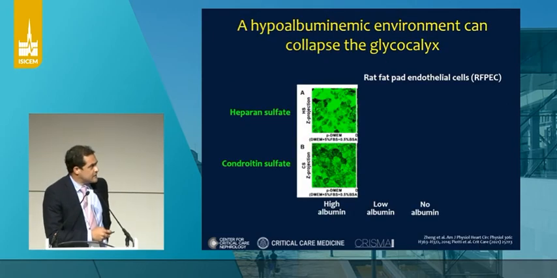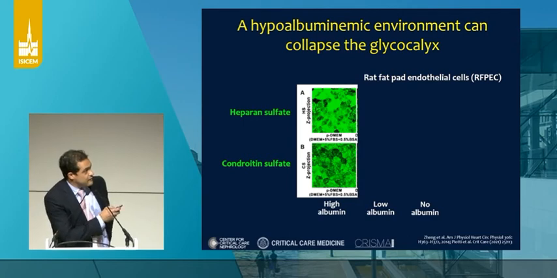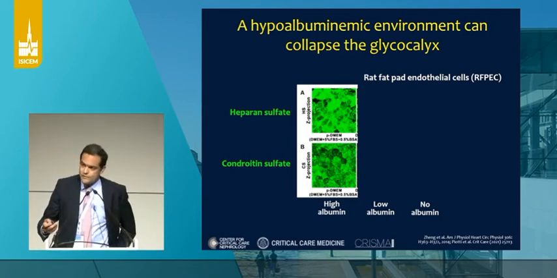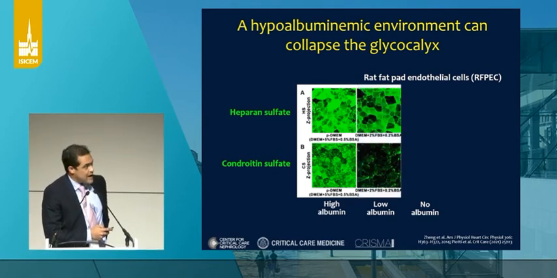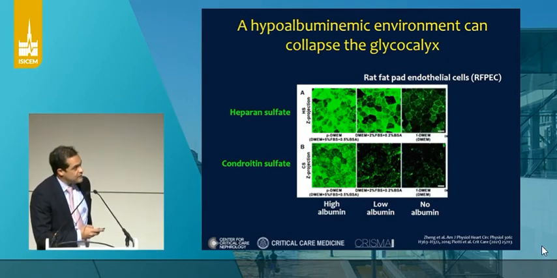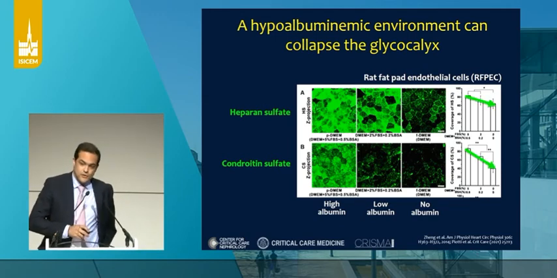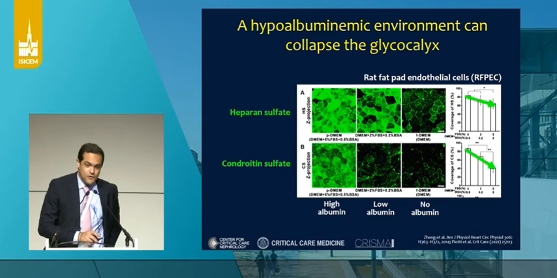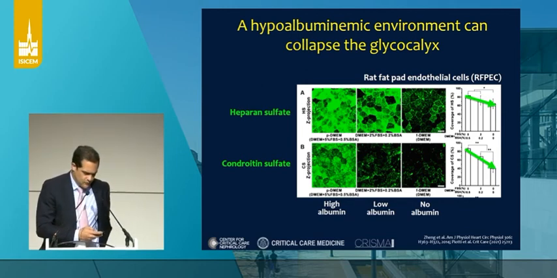In this cell culture study, you see a lot of green there. That means that there's a lot of heparan sulfate and chondroitin sulfate, which are components of the glycocalyx. And that happens when you have a high albumin environment. But look at what happens when you start depriving those cells of albumin. You see how the glycocalyx is essentially completely devastated. And this is only a cell culture. There's no inflammation. There's nothing else other than albumin here. So hypoalbuminemia is a real problem.